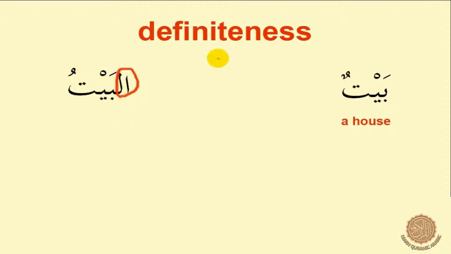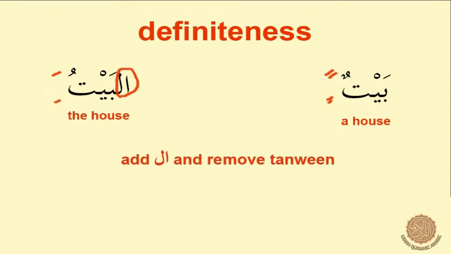And similarly, if there was, for example, say tanween with two fathas, then when we make it definite, there will be one fatha. And similarly one kasra, if there was. So, al-baytu, the house, a specific house. So the process to make it definite is to add the alif and lam and to remove the tanween.